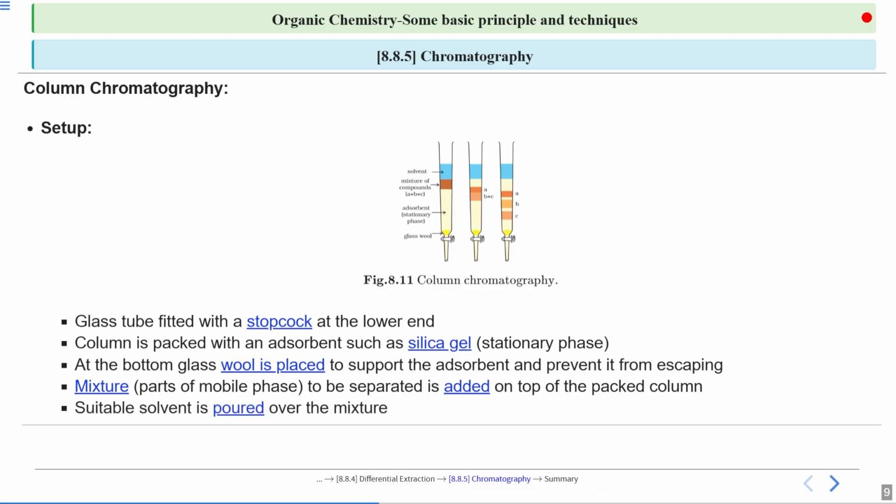So next, we put a suitable solvent, which is poured upon this mixture. What will this solvent do? Remember, I told you the solvent will act as a mobile phase. So this is the phase which will move, whereas your silica part will be stationary at its place.